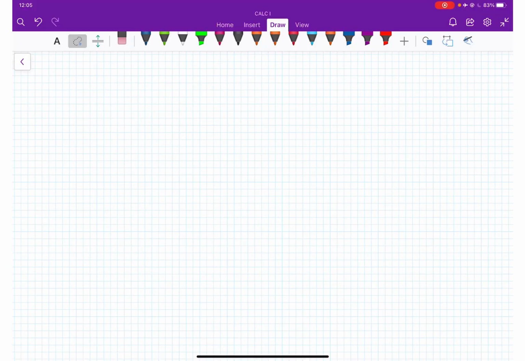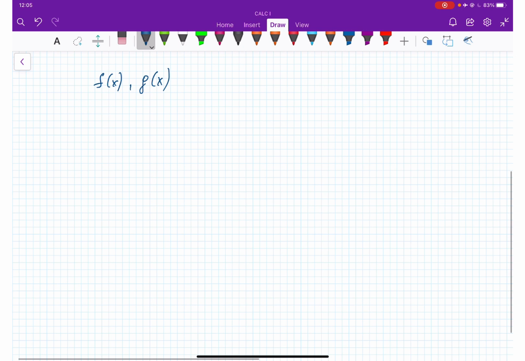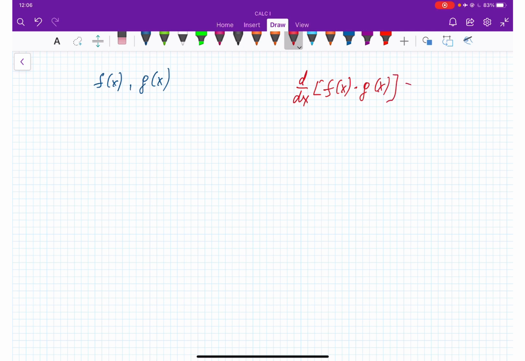Okay, product rule, for derivative. So if we have two functions, f of x and g of x, and both functions are differentiable functions, then we can say that the derivative by x for f of x multiplied by g of x will be equal to the first function multiplied by the derivative of the second function plus the second function multiplied by the derivative of the first function.